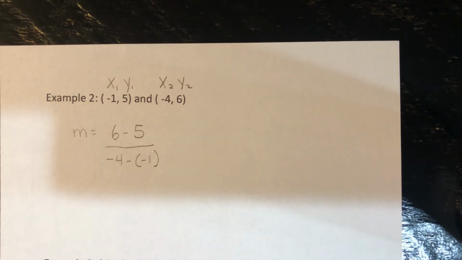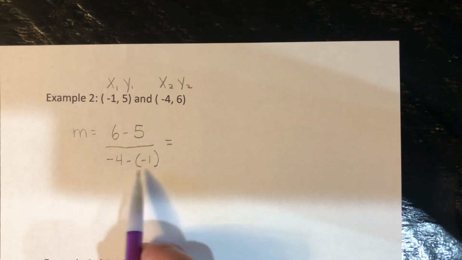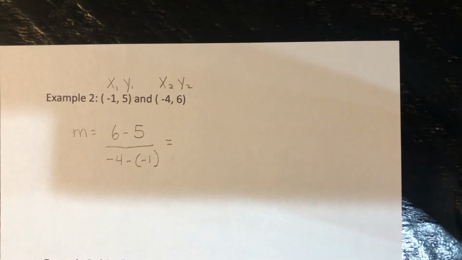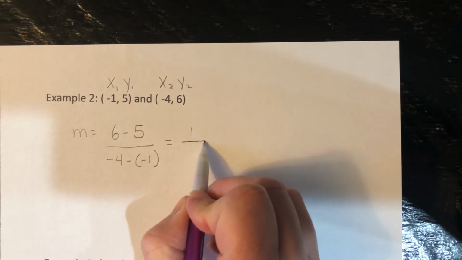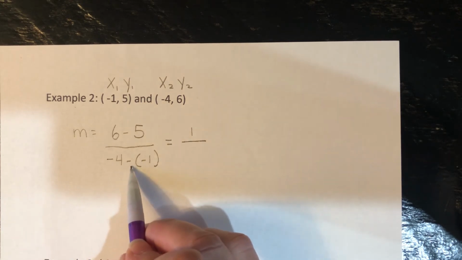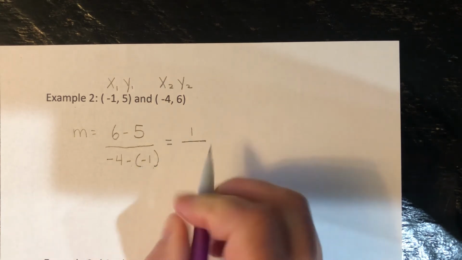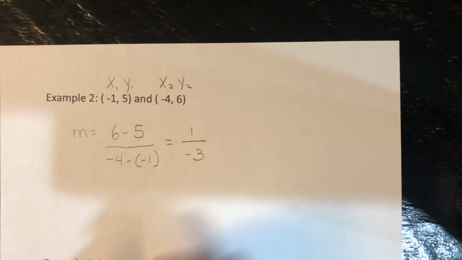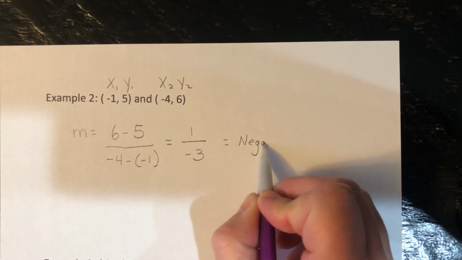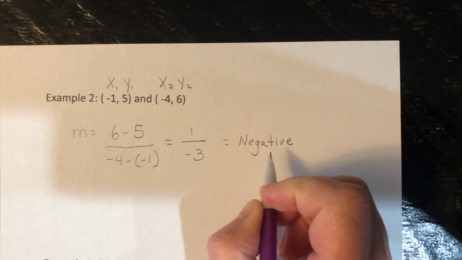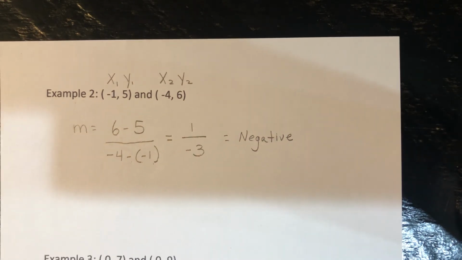So just be careful with your negatives. Make sure you're plugging that into your calculator, or remember when you're subtracting negatives, you have to keep change. So I have 6 minus 5 is 1, and a negative 4 minus a negative 1 is a negative 3. So my slope here is a negative 1/3, which we know if it's a negative, it would equal a negative slope. Now you don't have to put that, but that's just going back for a review for next week. And our first one was a positive slope because it was just a positive 2.